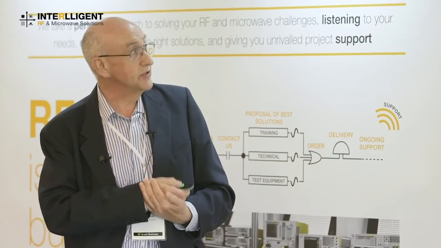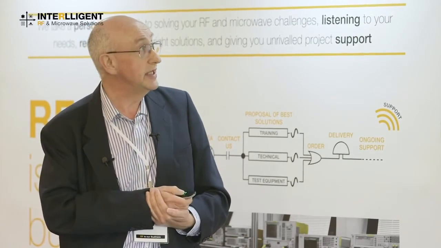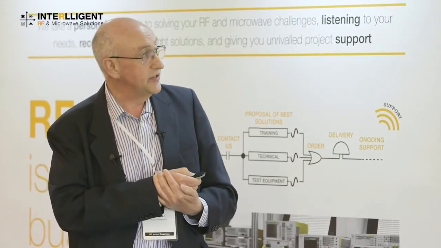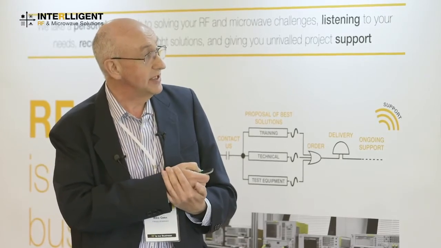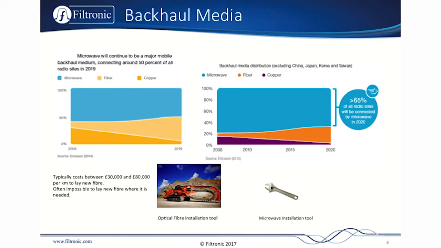This is some stuff that I've taken from an Ericsson report, but this is showing that basically around about 50% of all backhaul is done through microwave links. And they can be at various frequencies, traditionally from 6 gigahertz up to 40 gigahertz at the moment. But there's a strong move to push those frequencies up, and we're now selling a lot of links at E-band, which is 71 to 86 gigahertz.